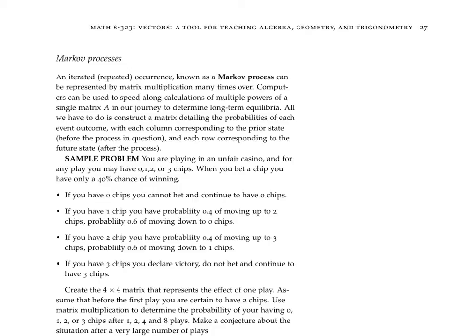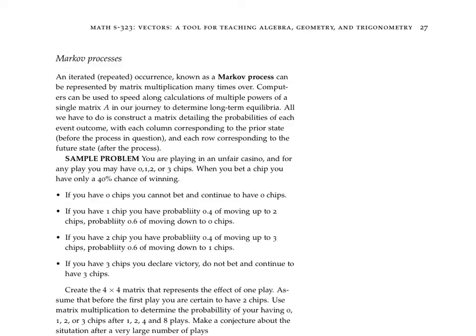If you have 2 chips, you have a probability of 0.4 moving up to 3 chips, 0.6 moving down to 1 chip, and if you have 3 chips, you declare victory and you walk away a winner. This never happens in Vegas. So let's create a 4x4 matrix that represents the effect of one play. Assume that before the first play you are certain to have 2 chips. Use matrix multiplication to determine the probability of your having 0, 1, 2, or 3 chips after 1, 2, 4, and 8 plays. Make a conjecture about the situation after a very large number of plays.